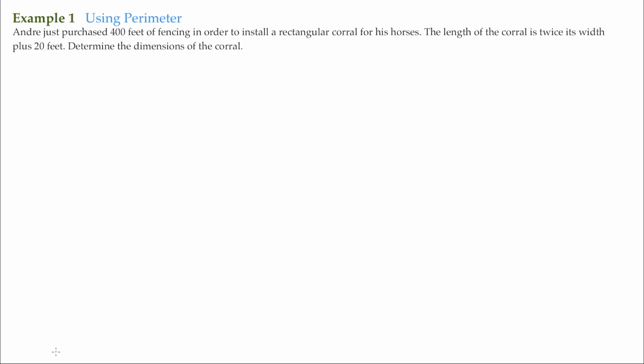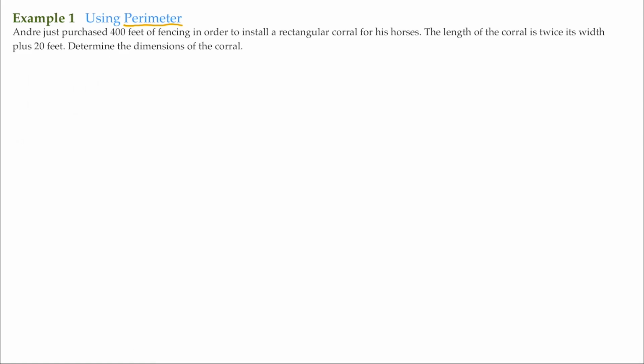In this example, we are going to be using a perimeter. And a perimeter is the measure of the outside of any polygon. So if we measure each side of a polygon, sum up those measures, that winds up giving us a perimeter.